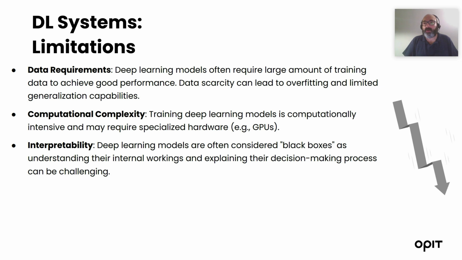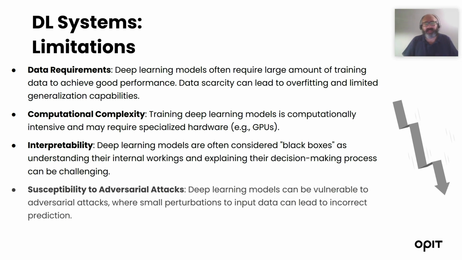And of course, one of the downsides of deep learning systems is interpretability. Given the fact that they have several layers from the input to the output, we lose track of the decision-making process that transforms the input into the output. Most of the time, deep learning systems are considered black boxes, and not everybody likes this.